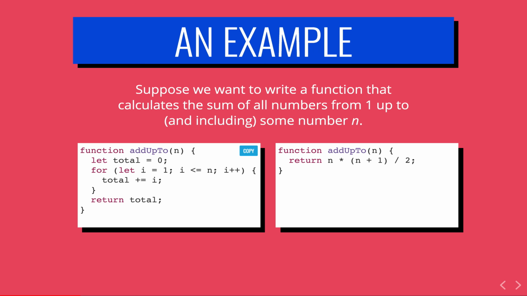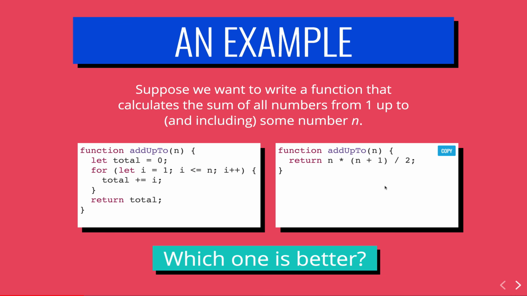I had a slide on how you derive this, and I ended up removing it just to keep this video nice and brief. But trust me, this works. We take n, whatever it is. Let's say it's 3. We're going to multiply 3 times 4, which is 12, divide by 2. That gives us 6. The same answer we get over here. 3 plus 2 plus 1 is 6. Okay, so they both work. You can trust me. How do we know which one is better?